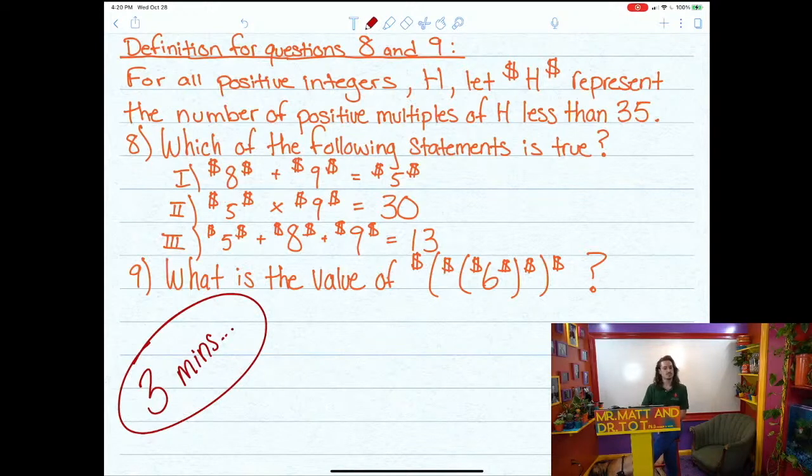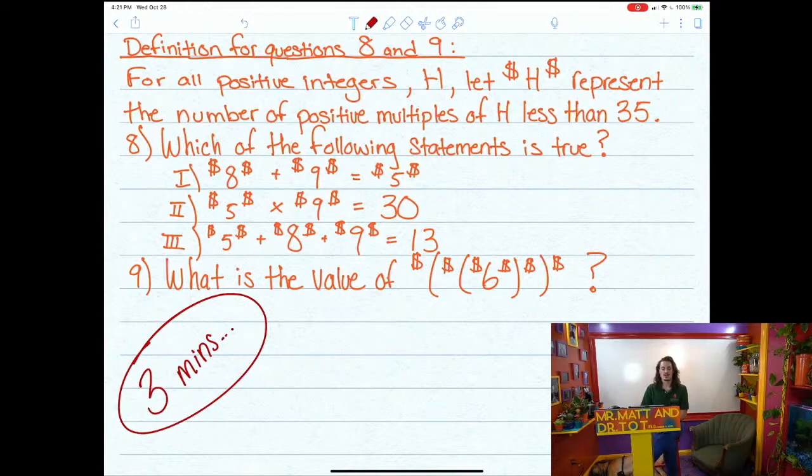My apologies, I forgot to read the question again. So the definition for questions 8 and 9 is as follows. For all positive integers h, let $h$ represent the number of positive multiples of h less than 35. Question 8 is asking, which of the following statements is therefore true?